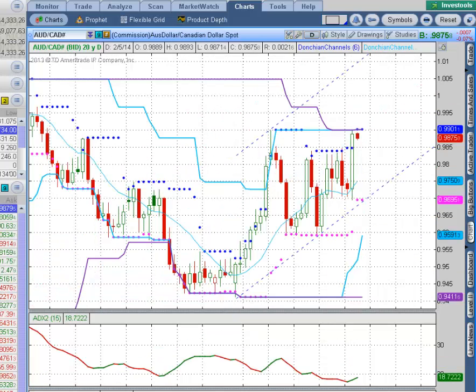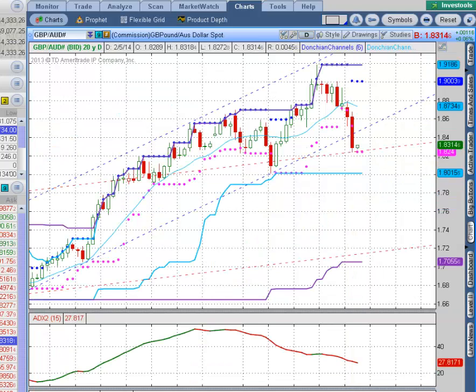There were a couple Forex pairs that moved quite a bit yesterday. The first one is the Aussie Canadian dollar. You can see it's in a short-term uptrend channel, and yesterday it moved over 200 pips. Another pair that moved quite a bit yesterday is the pound Aussie dollar. As you can see, it moved over 400 pips.